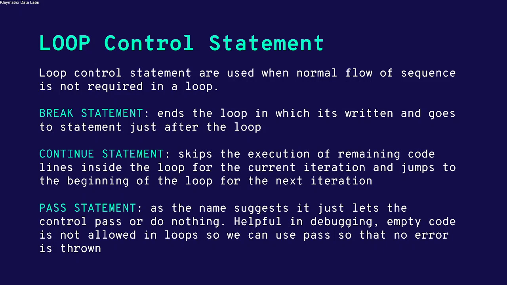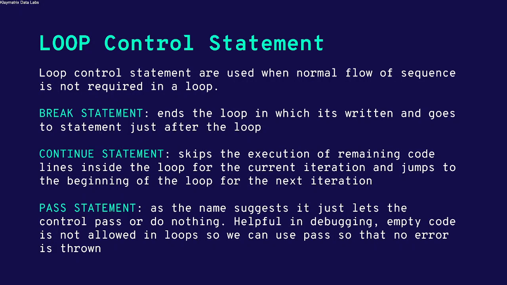Next are loop control statements. Loop control statements are statements that you use when you don't want the loops to follow the normal flow of sequence. For example, there is a break statement. It ends the loop in which it's written and goes to the statement just after the loop. So let's first cover them one by one, and then we'll run them in the code window also.